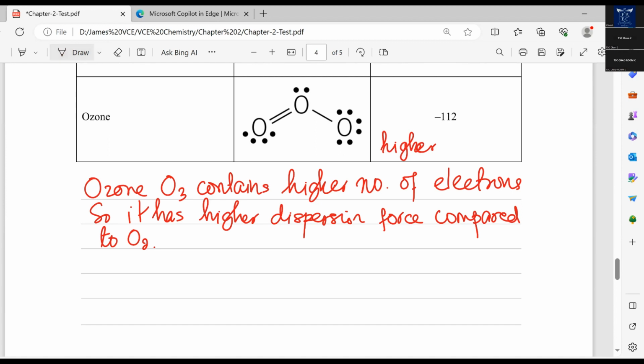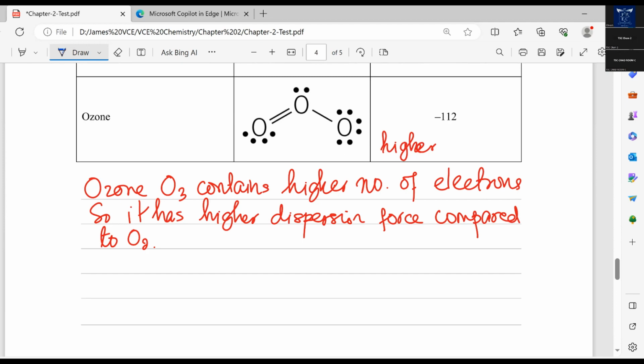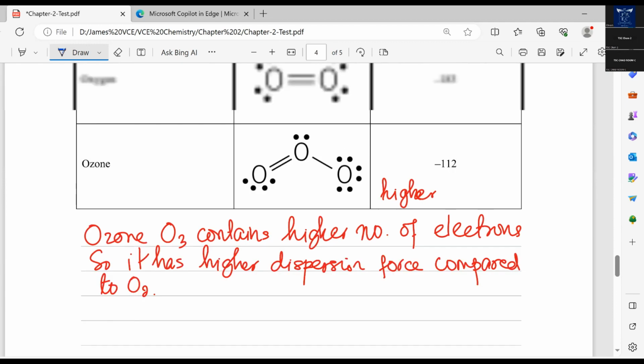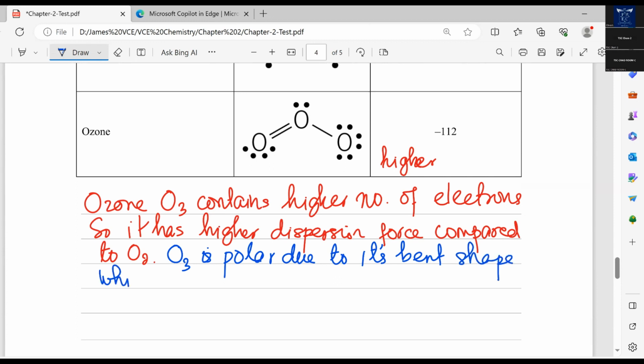The second point that we are going to look at is the polarity. If you look at the shape, O2 is non-polar, but O3 is polar due to its bent shape, while O2 is non-polar.